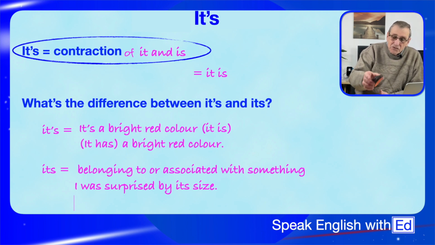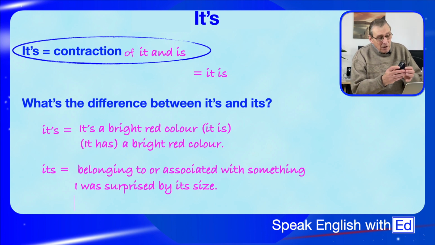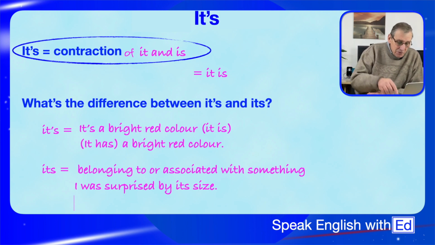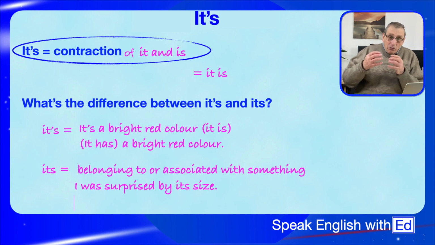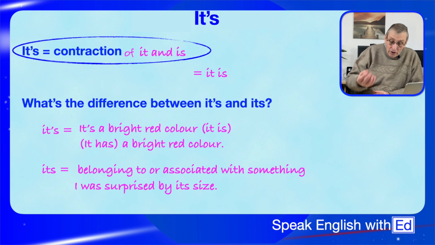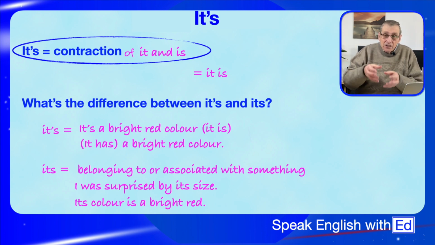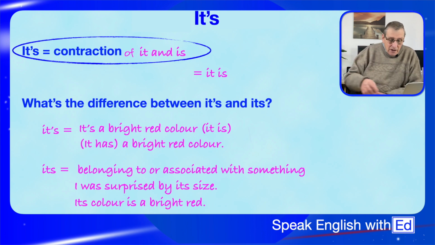I've got a mouse here. I can talk about its wheel, right? The wheel belonging to the mouse. "Its" means possessive or belonging to. I can talk about its colour. The colour of the mouse, it is bright red. Well, this one's black, but its colour is a bright red. So we're talking about something that is associated or belonging to the subject that you're talking about.